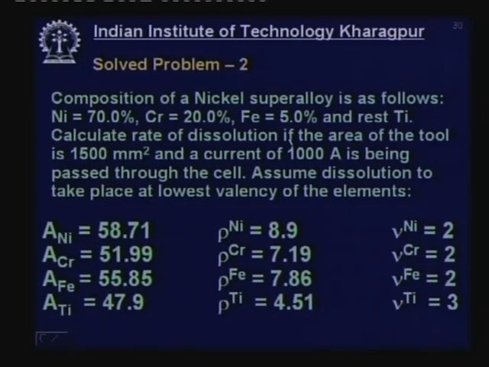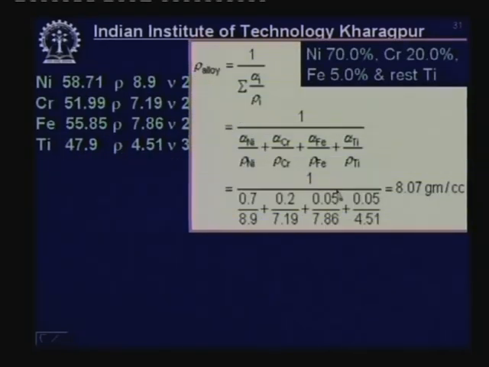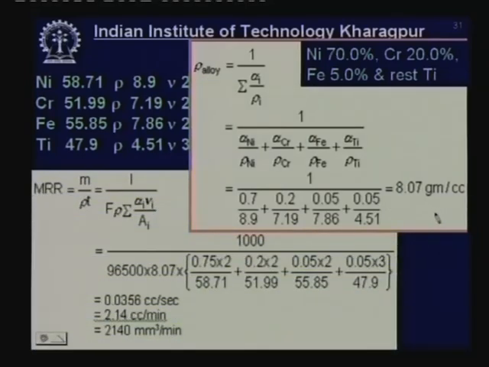Next one is a bit more difficult problem. The composition of a nickel based superalloy is given. It has nickel, chromium, iron as well as titanium. Their percentages, densities, atomic weights, and even their valency of dissolution are given. What we need to calculate first is the density of the alloy, and it has been calculated using this particular expression. Once the density of the alloy is known, using the standard expression of material removal rate, we can get the material removal rate as 2140 millimeter cube per minute.